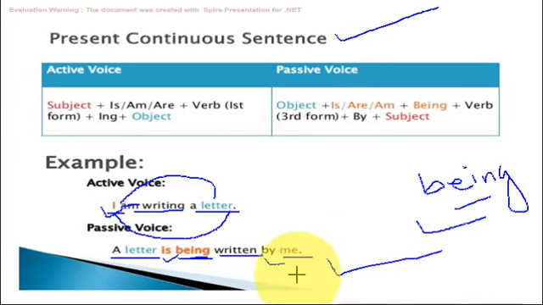The same methods can be adopted at the time of converting the sentence of passive voice into active one. You have to go in reverse. Automatically the sentence will be quite clear. Now here you can see the structure or formula. You can say of passive voice: object plus am, is, are, plus being, plus verb third form, as we have used the third form of verb, and then by plus subject. Is it clear to everyone? Of course.